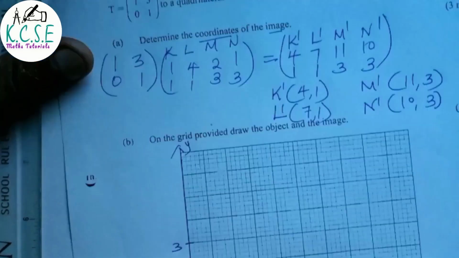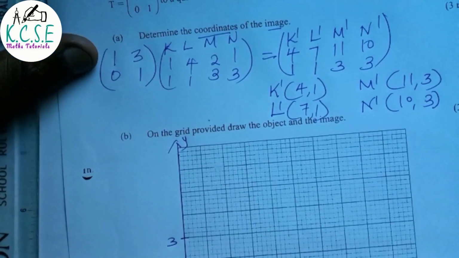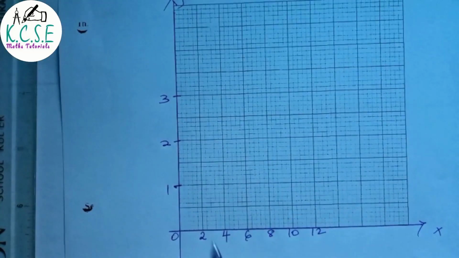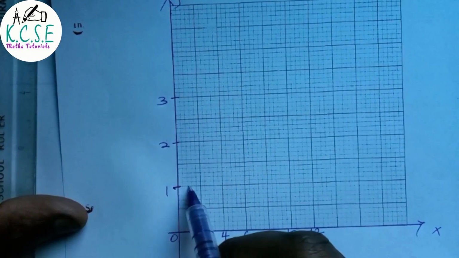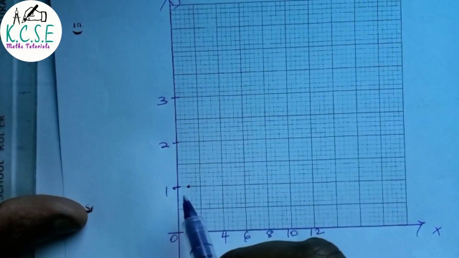So let me plot the object, 1, 1. So 1 is the center here. So 1, 1, 1 is there. So 1, 1 will be there, and that will be K.